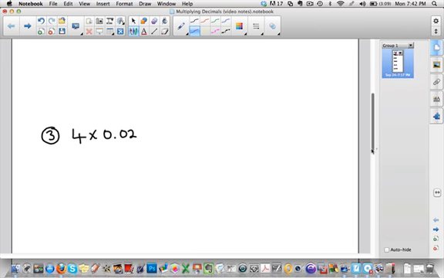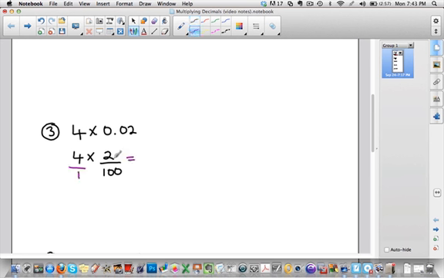Okay? Number 3. Same idea. I've put 2 decimals in the 2 place now. So this is 4 times 2 hundredths. Same idea, let's multiply these fractions. 4 over 1. 4 times 2 is 8. 1 times 100 is 100. We now have 8 hundredths, which is 0.08.